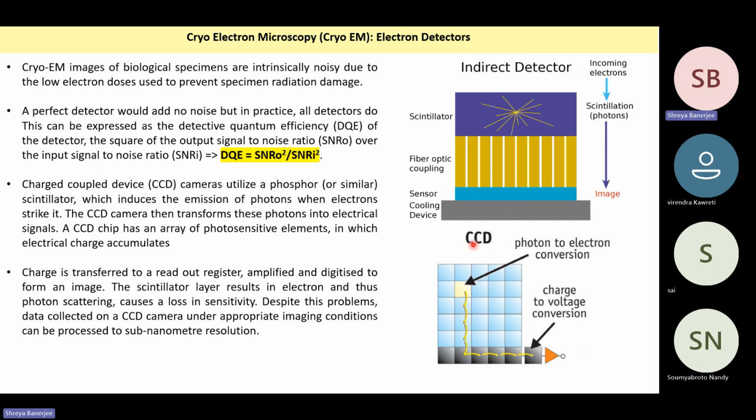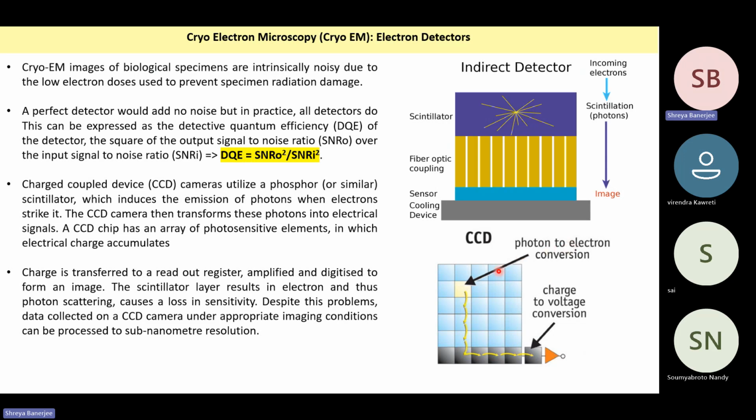The modern detectors are CCD, or charge coupled detectors, where you have a phosphor or other scintillator, where the electron is striking and creating photons. That much is the same as the indirect detector. But in the indirect detector, the photons directly form the image. Here what happens is that the photons are converted into an electrical signal. And then there are many photosensitive elements where this electron signal passes through, and it is converted into a voltage, and it is read by a detector. So this is called the charge coupled device.